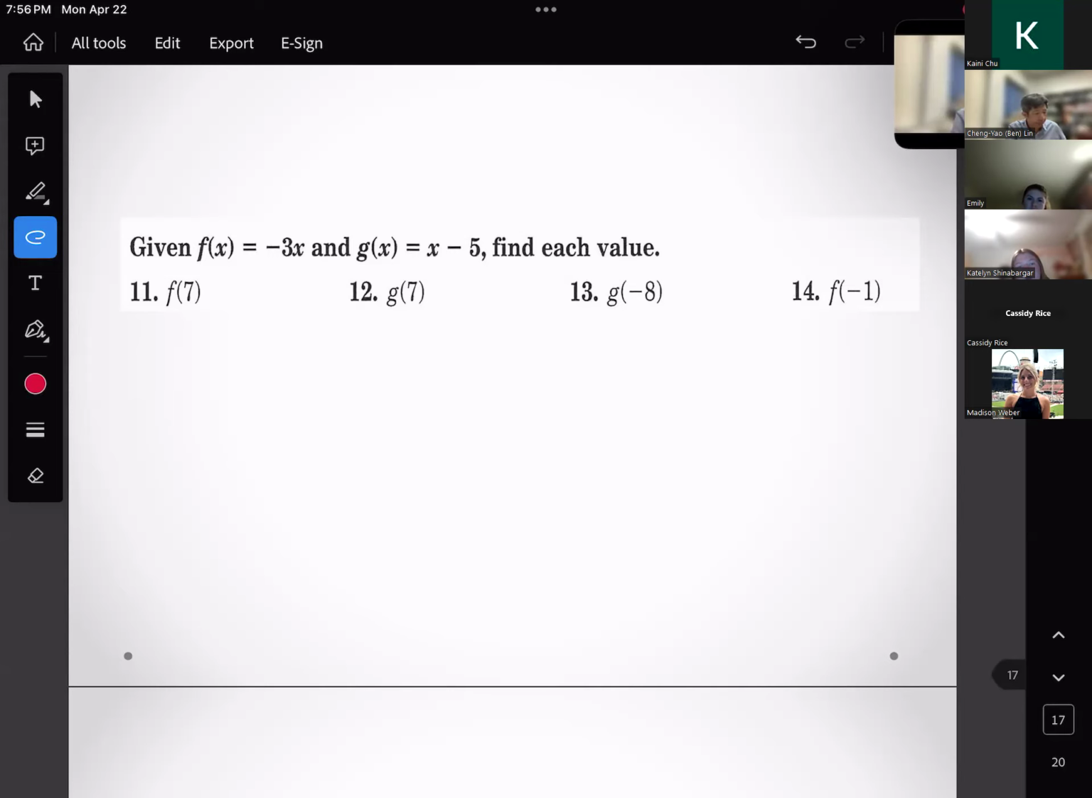Okay, are we done? Yes. Okay. Number 11. Did you get negative 21? Yes or no?